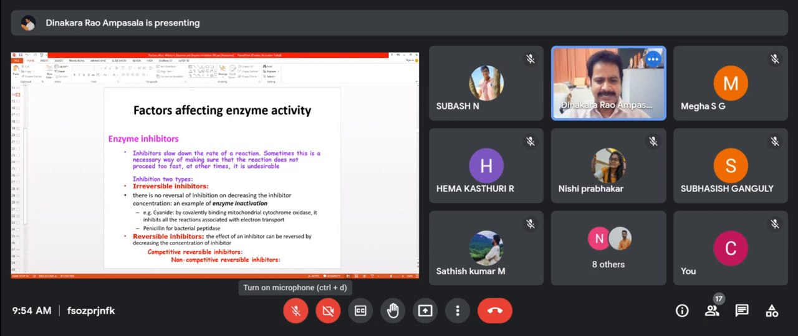The second type of inhibitors is called reversible inhibitors. The effect of the inhibitor can be reversed by decreasing the concentration of the inhibitor. If you increase the inhibitor, you lose enzymatic activity. If you decrease the inhibitor concentration, you gain enzymatic activity in the reaction again. Within reversible inhibitors, you can again see competitive inhibitors and non-competitive inhibitors.